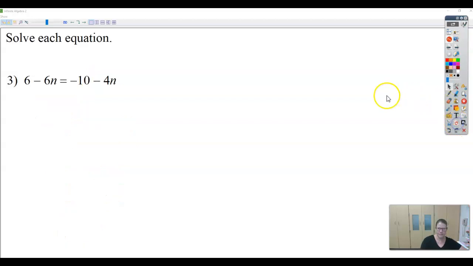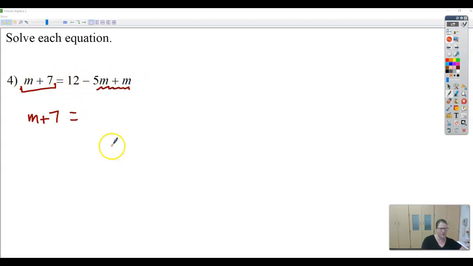Alright, so let's try number 4 here. Let's see. m plus 7 equals 12 minus 5m plus m. Again, the first thing we will always want to do is look at each side individually and see if there's anything you can simplify. With m plus 7, there's nothing I can simplify. On the other side, 12 minus 5m plus m, I can add negative 5m plus m because those are like terms. So negative 5m plus 1m would be negative 4m.